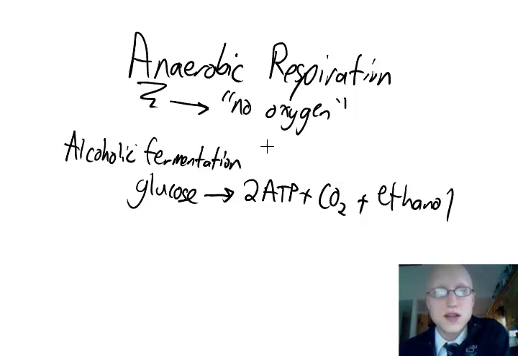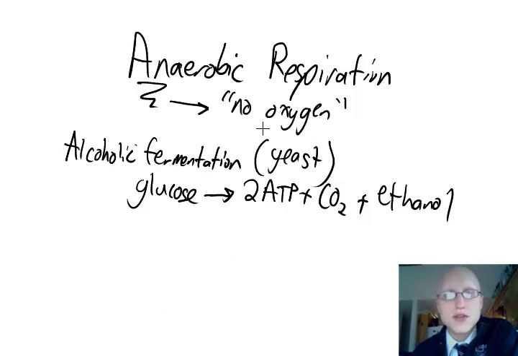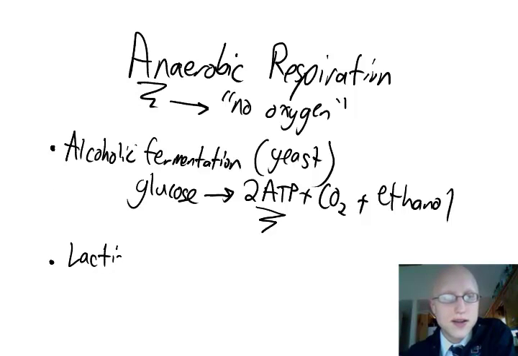This happens in yeast. I'll put a yeast there. Most notably, and that's what's used to make beer. Ethanol is the alcohol byproduct. What we're concentrating on are the 2 ATP made, much less than the 38 ATP made from aerobic respiration. So alcoholic fermentation is one. Number 2 is lactic acid fermentation.